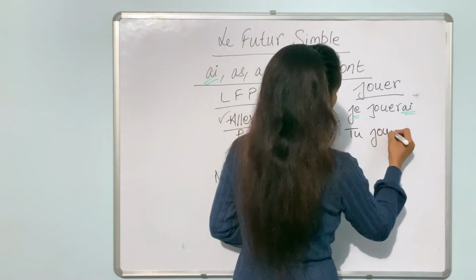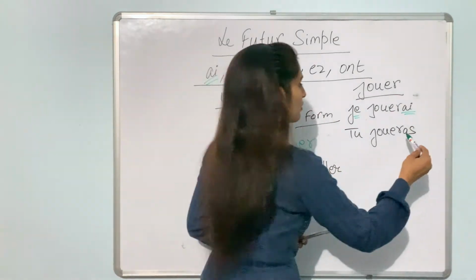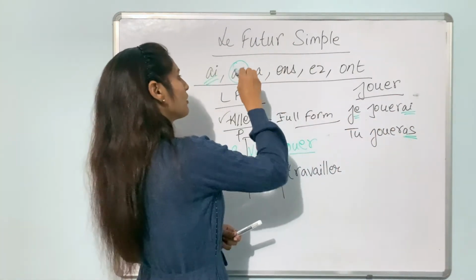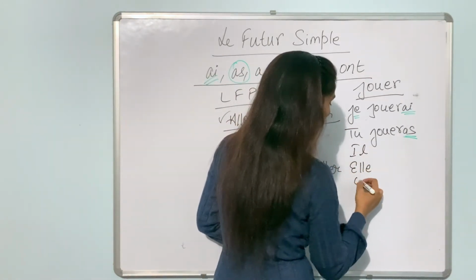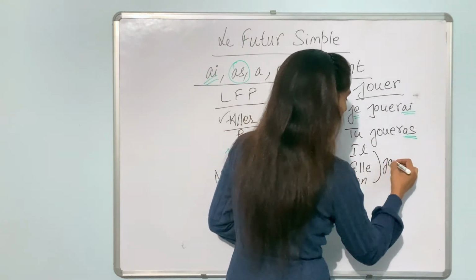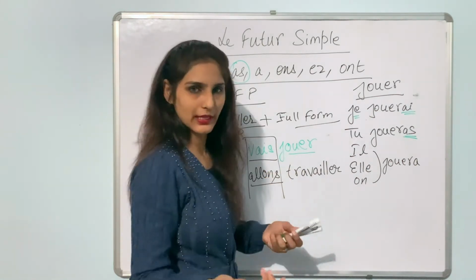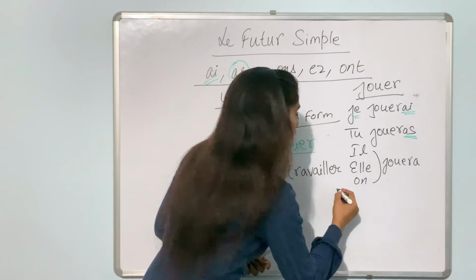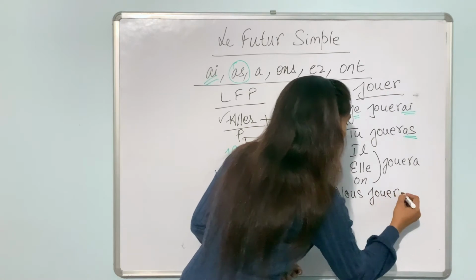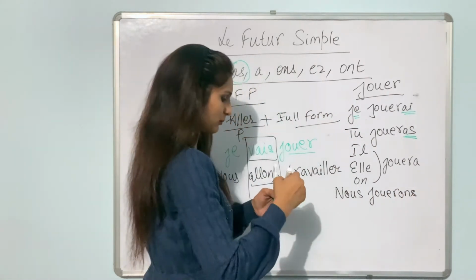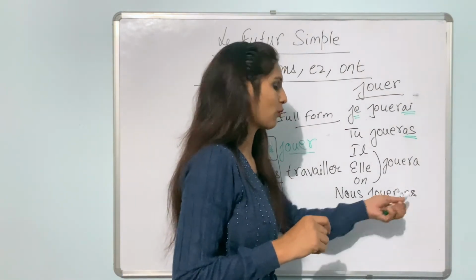So let's do one more. Tu joueras. You add your as, as per your rule. Now with il, elle, and on, this is all together jouera. He will, she will, and we will play. And with nous, nous jouerons. In your present, it is like nous jouons, but over here it is nous jouerons.